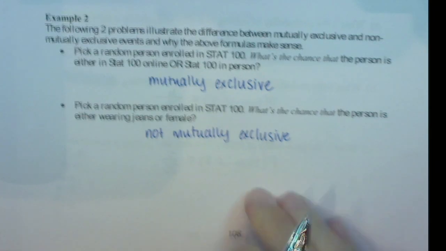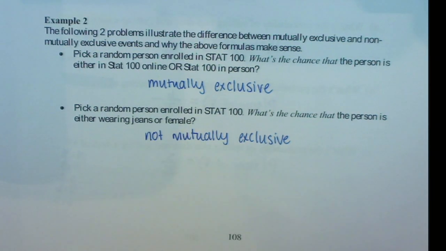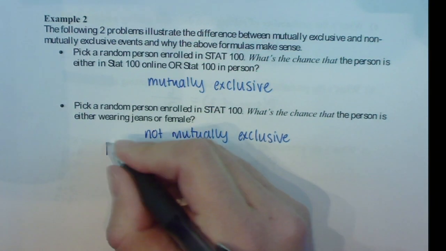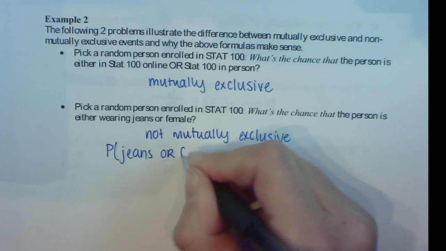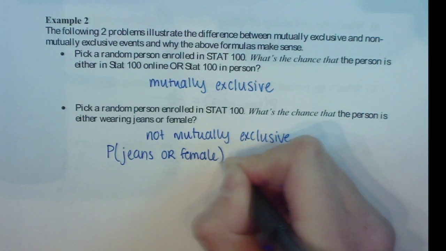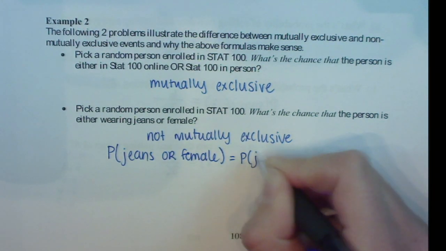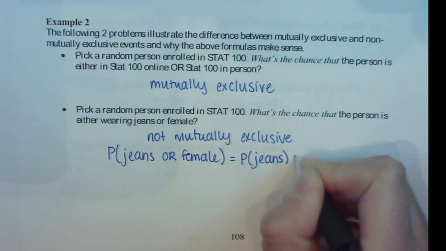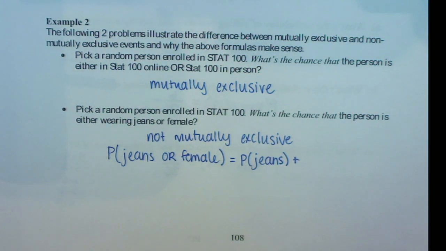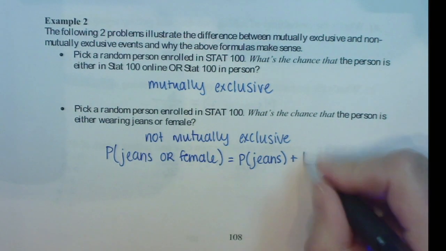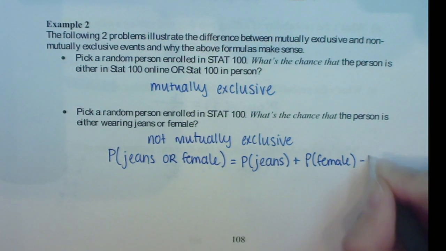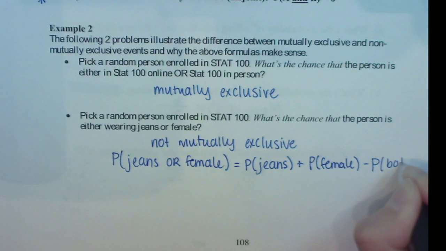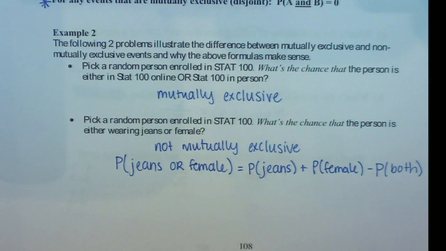So here, if I was using the addition rule, I'd have to remember, if I was solving for the probability that you're wearing jeans or female, sure, I could add them together. I could say, what's the probability that you're wearing jeans? Or means to add, plus the probability that you're female, and then minus the probability of both, because I wouldn't want to count those people twice.